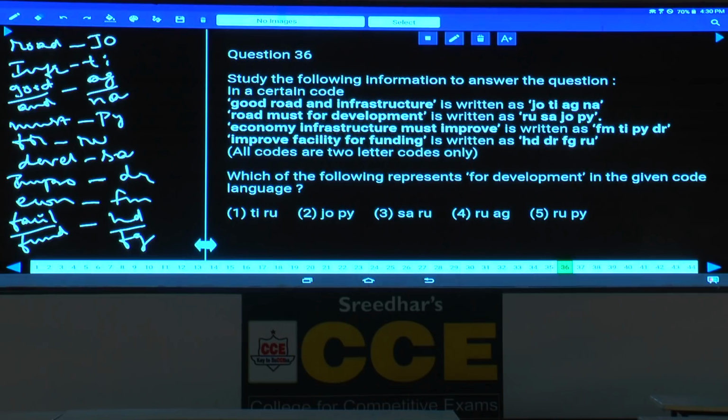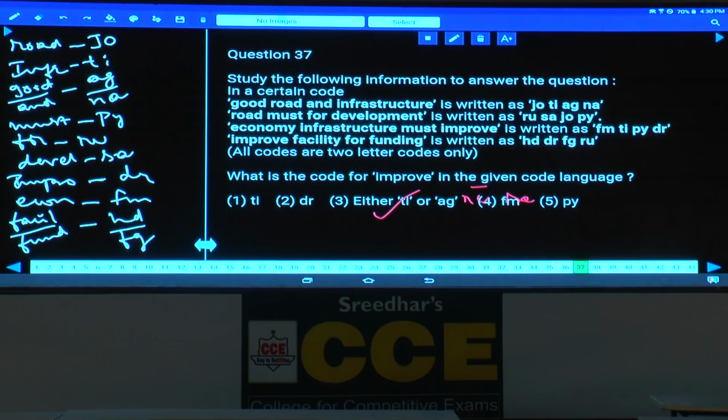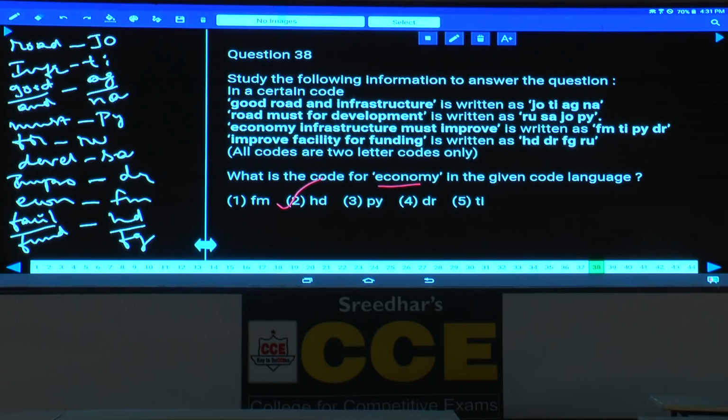Then, which of the following represents for development? For is RU, and development is SA. RU, SA in any order, choice 3. Again, the codes need not necessarily be in the same order. Done? Choice 3. Then question number 37: what is the code for improve? DR. DR is given in choice 2. And 38: what is the code for economy? Economy is FM. FM is given in choice 1, 38 choice 1.